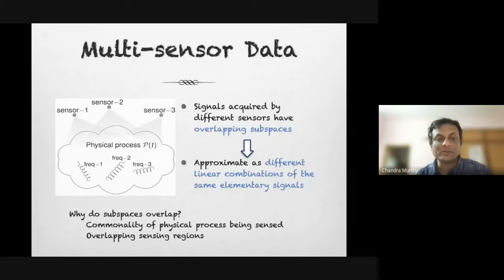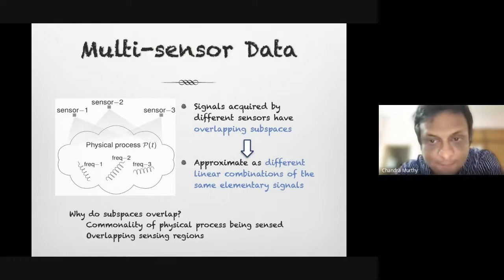It is also useful when you have multiple sensors that are observing a physical process. And these sensors acquire the physical process, and the signals acquired by different sensors will have overlapping subspaces, which can in turn be approximated as different linear combinations of some elementary signals.